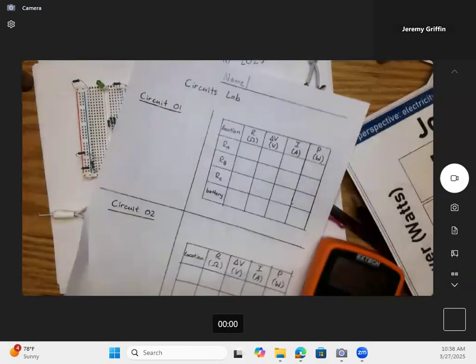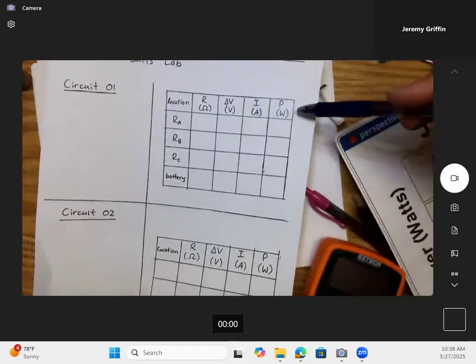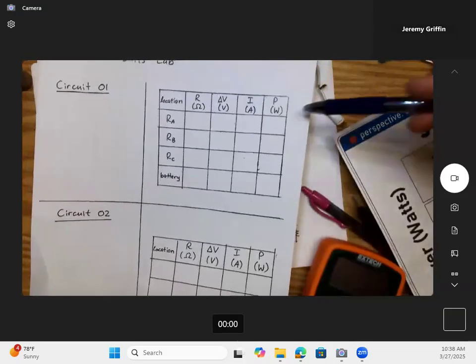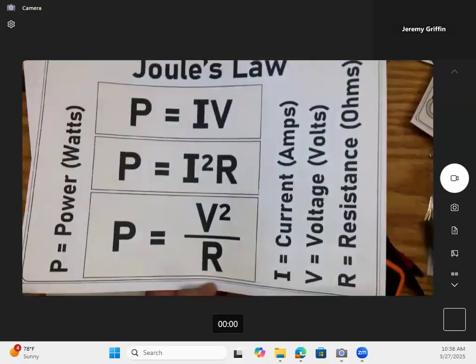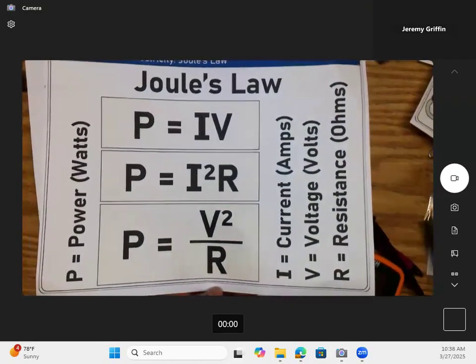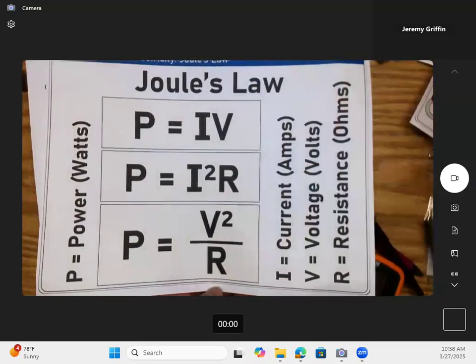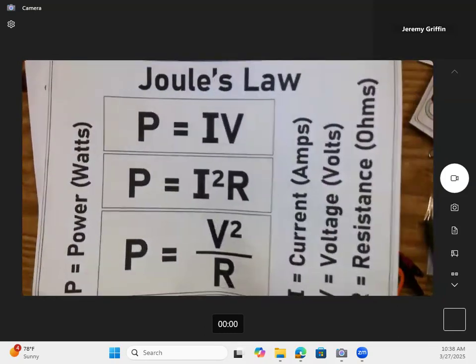And then for the last column, power in watts. Guys, what law do you use to calculate the power in watts? Joule's law. You have lots of options. These will all get you the same value. Okay. So you can go current times voltage or any of those. Okay. All right. So you guys good? Okay.